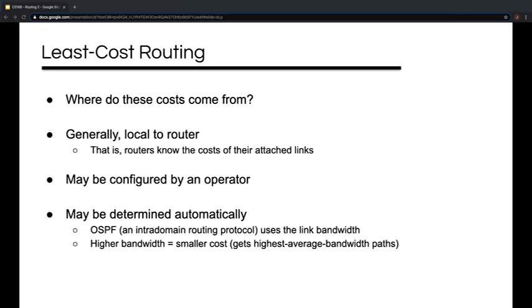OSPF, which is an IGP of a type called link state, which we'll talk about next week, uses the link bandwidth. And essentially, higher bandwidth is a smaller cost. So you could think about it like, 1 over the bandwidth would tell you a smaller cost for a higher bandwidth.